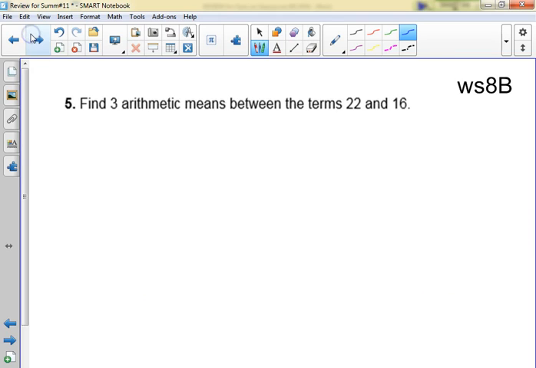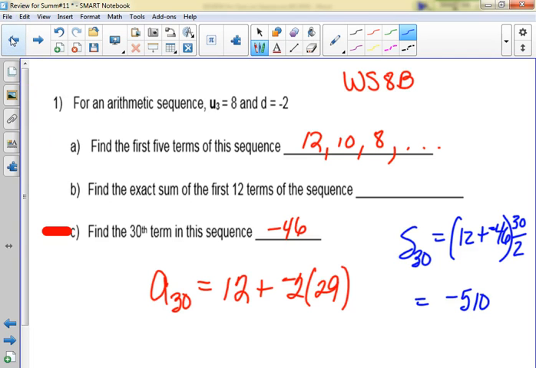All right, find 3. This is on 8B number 5. Is that not working for you? Did you get that? Okay, just type it. It's 40. This has find the 30th term, so just for extra practice, I said, well, now let's find the sum of the first 30 terms, okay?